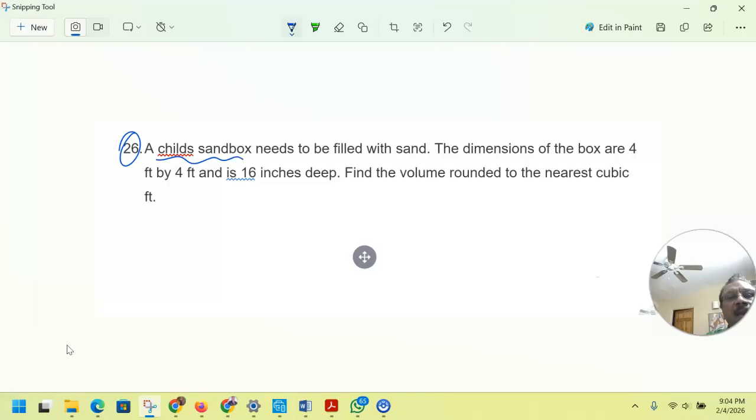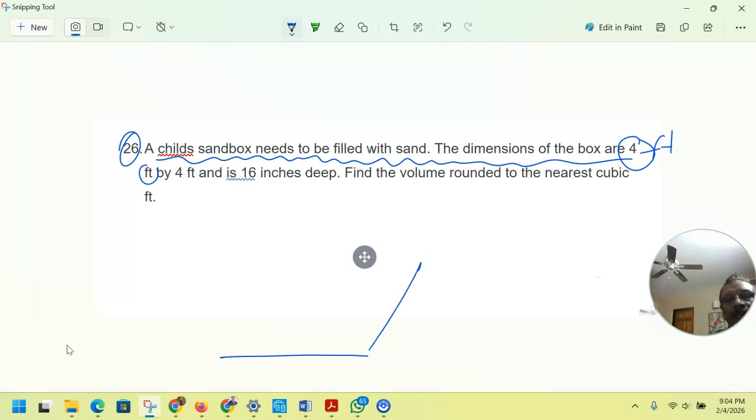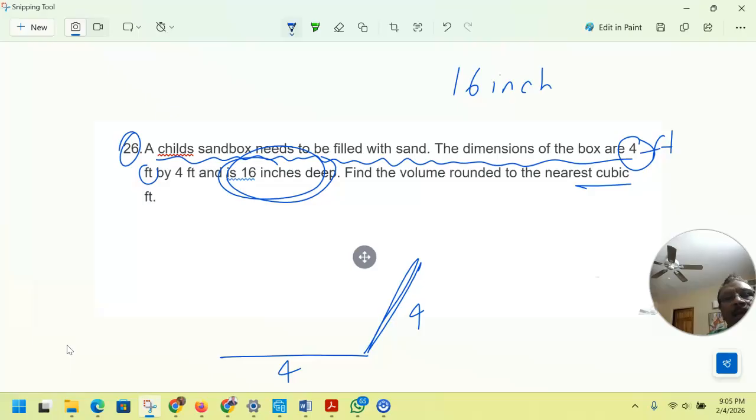Question 6. A child's sandbox needs to be filled with sand. The dimensions are 4 feet. So this is 4 feet. So it means this is 4 by 4. So this is like 4 feet width and the length. But deep, how deep is it? 16 inches. Now, what is 16 inches? We need to convert to feet because they gave you in feet.